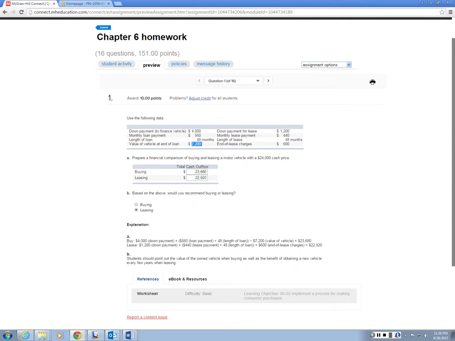The lease, we do have the down payment of $1,200. We have $440, so a little bit less of lease payments. And then end of lease charges of $600. Don't get caught, however, adding anything else into there, like a deposit for a lease, because that would not be a charge, but the opportunity cost lost would be.